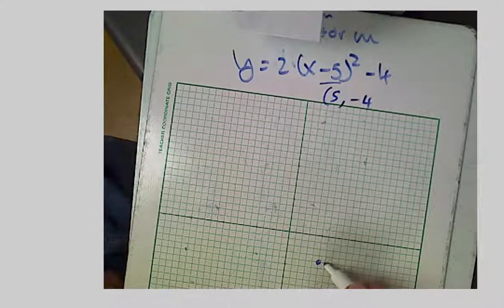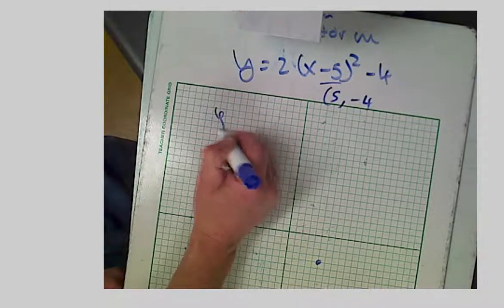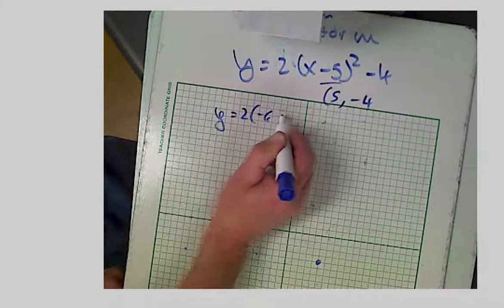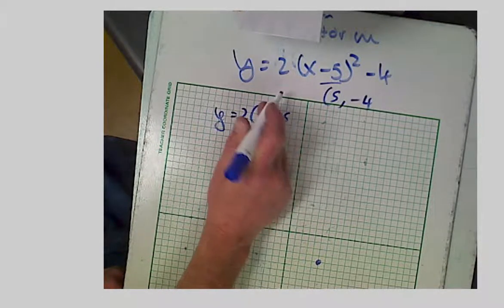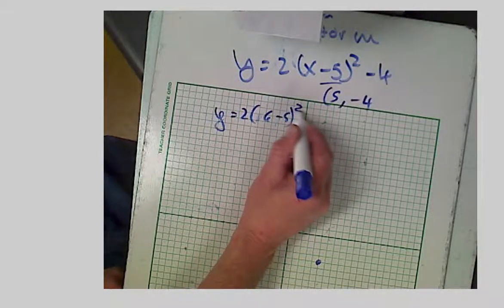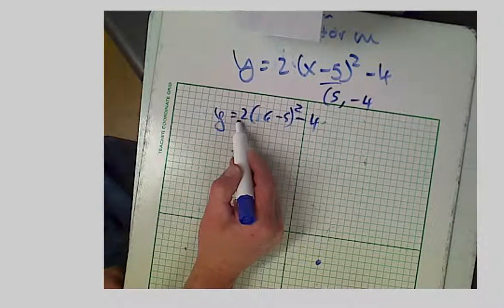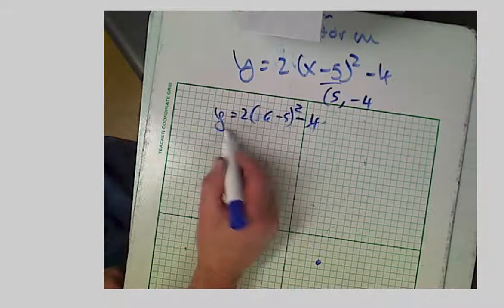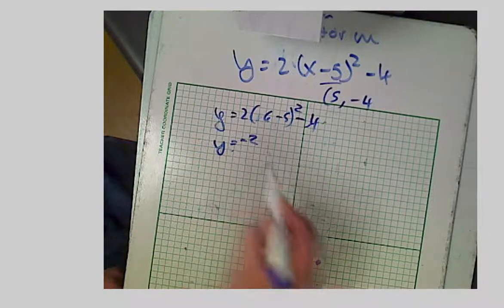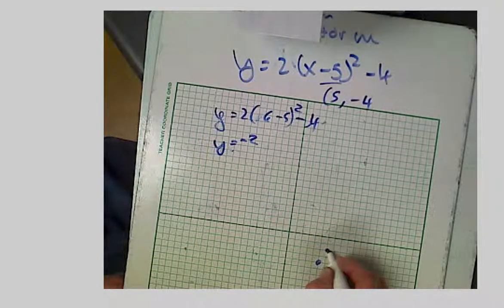So if I plug in -6, y equals 2 times (6 minus 5) squared minus 4. 1 squared is 1, times 2 is 2, minus 4 is y equals -2. So that's right there. And I know these 2 points.